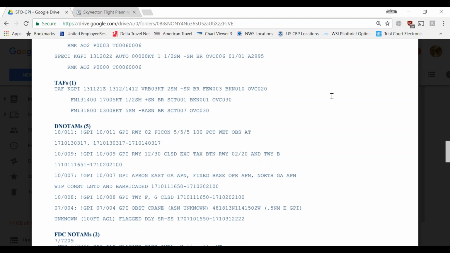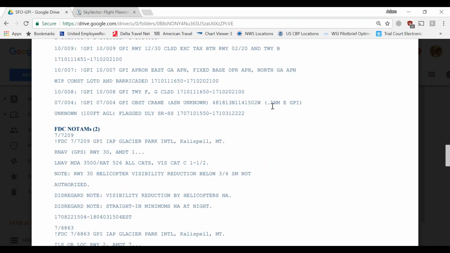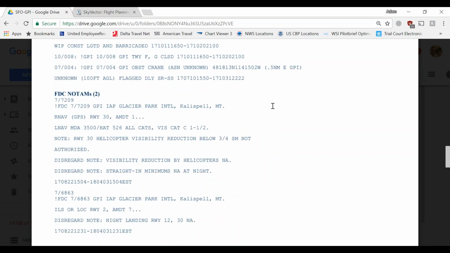Oh, okay. So then the only one is runway 12/30 that's closed. Yeah. Runway 12/30 closed except for taxiing between runway 2/20 and taxiway Bravo. So yeah, there's nothing else really. Let's just make sure there's no FTC NOTAMs that are going to change things for us.